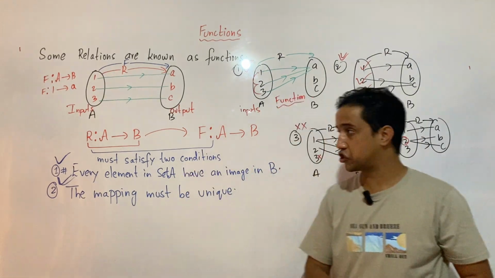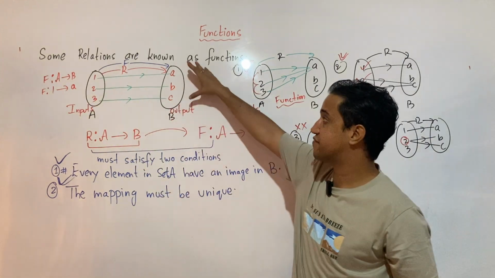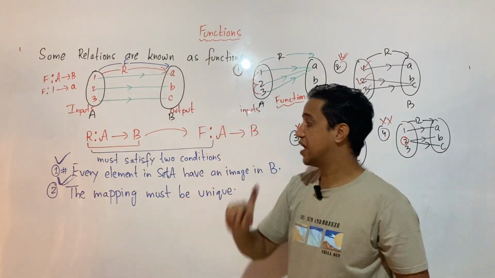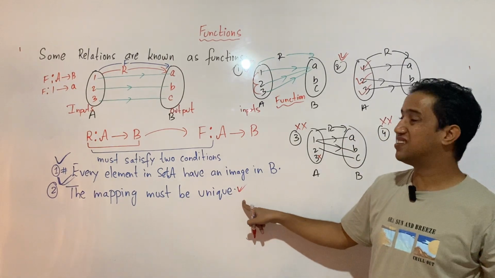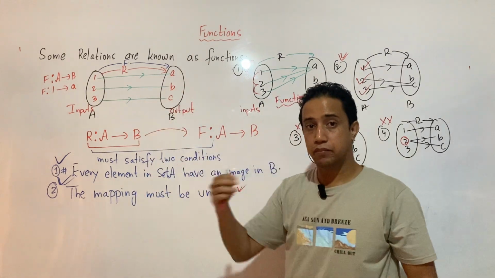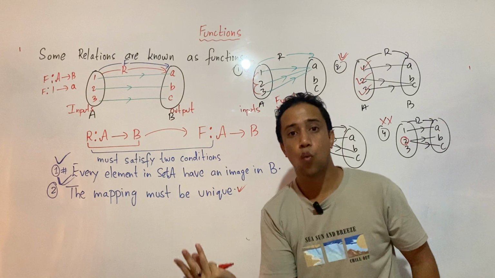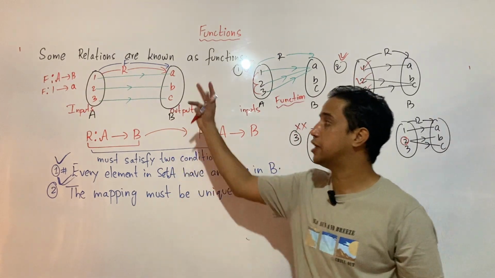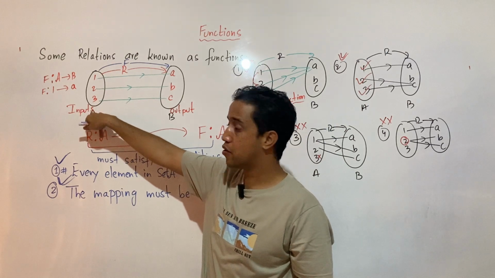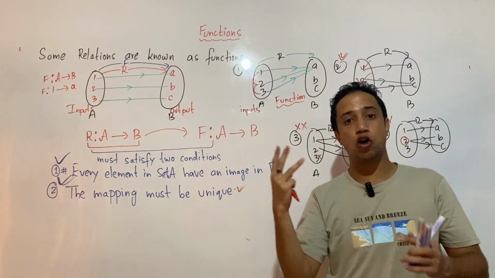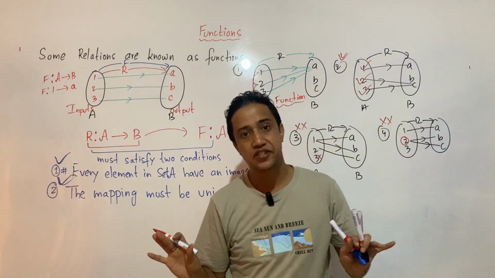What are these 2 conditions? Every element in set A must have an image in set B. Condition number 2, the mapping must be unique, which means that the image must be unique. For one input, you must get one output. What are inputs? Inputs are the set of elements in set A, right? And what are outputs? Outputs are the set of images. Okay, so as simple as that.